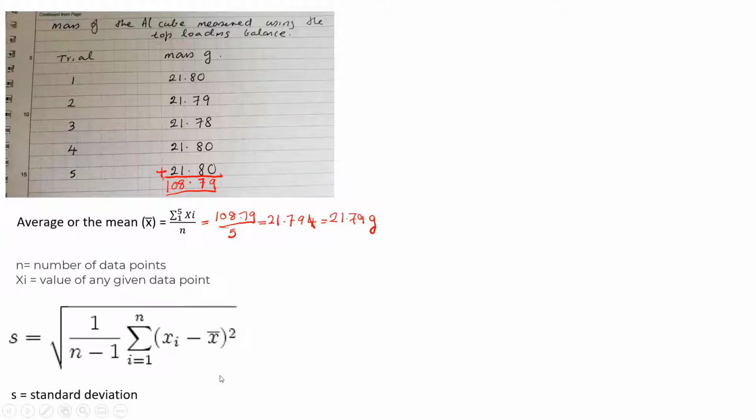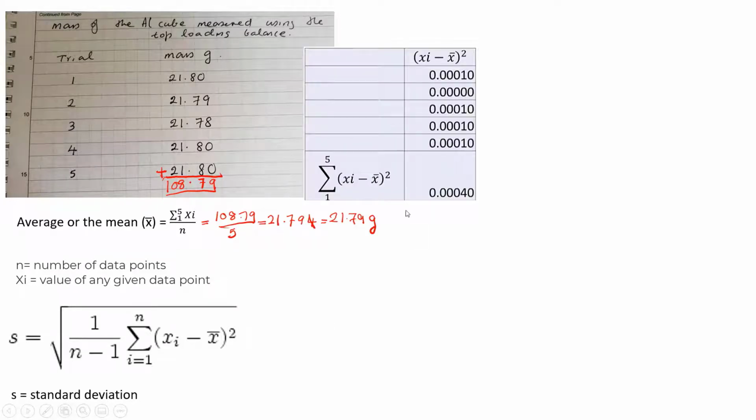So I'm going to show you how to calculate the standard deviation. So right here I have this value calculated in this column. Xi is any given data point. Xi minus x bar means the difference of this value and the average. So for the trial 1, xi minus x bar squared is this. Summation of xi minus x bar squared is 0.0004.